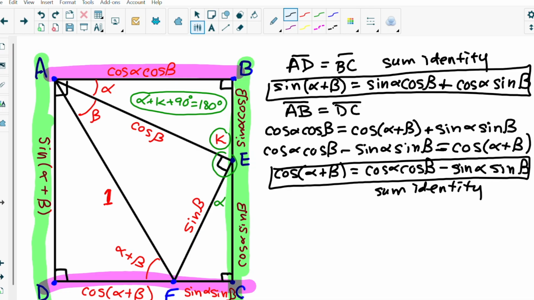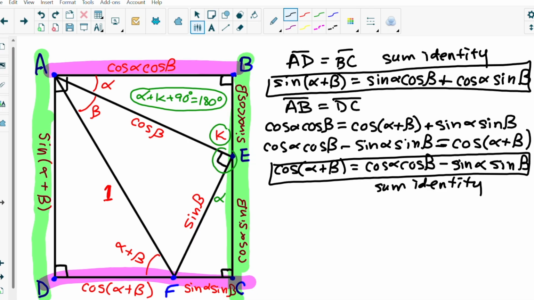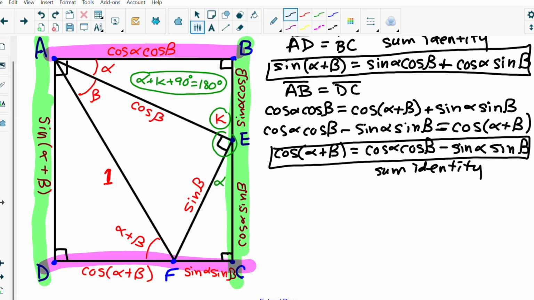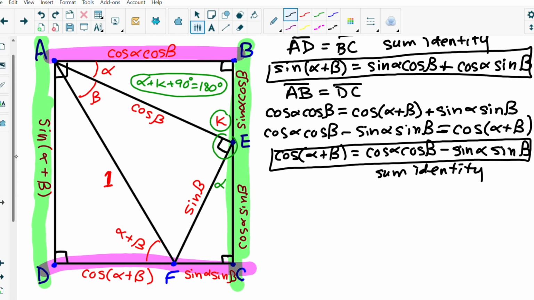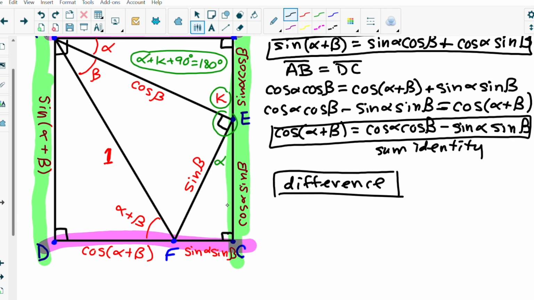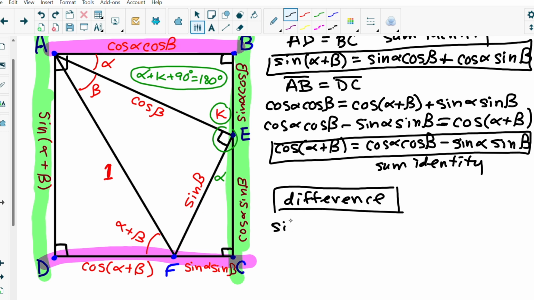Well, how do I get the difference identities? For the difference identities, folks, just a subtle manipulation, but we'll show you how this works. So if I start with the sine sum identity, sine of alpha plus beta equals sine of alpha cosine of beta plus cosine of alpha sine of beta.